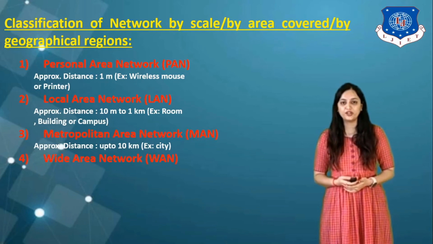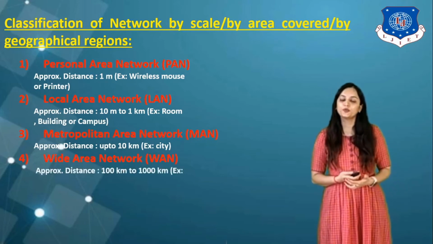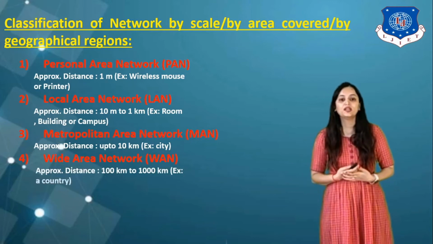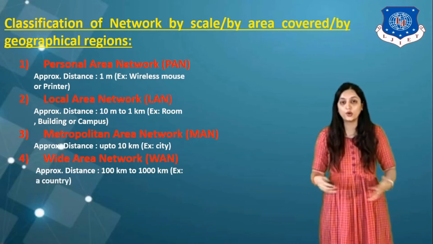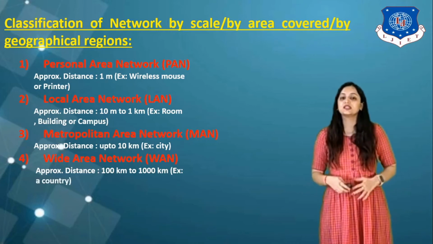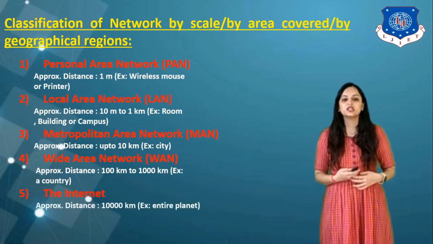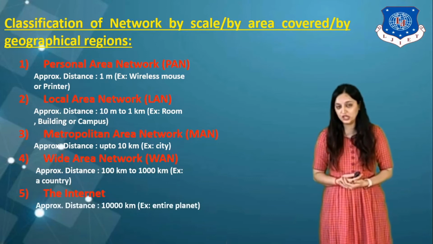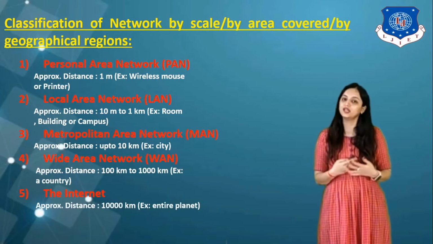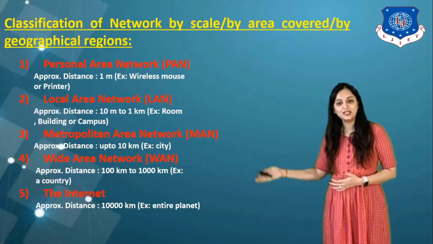Then the fourth classification is WAN, which is wide area network. This covers an approximate distance of 100 kilometers to 1000 kilometers. Let's say for example, to cover a country or a continent. And the last and broad classification, or you can say general classification, is the internet, which covers a distance of up to 10,000 kilometers. Let's say for example the entire planet. That means it covers the entire planet, right? Let us see each of these classifications in detail.